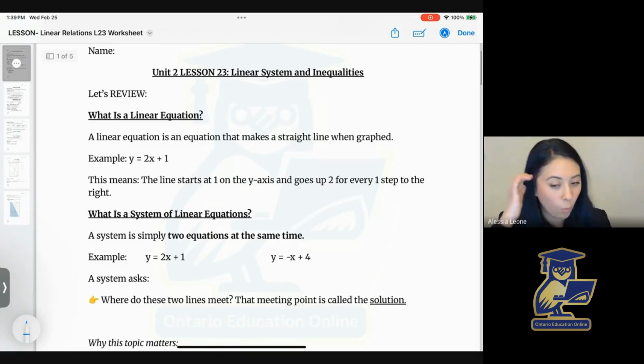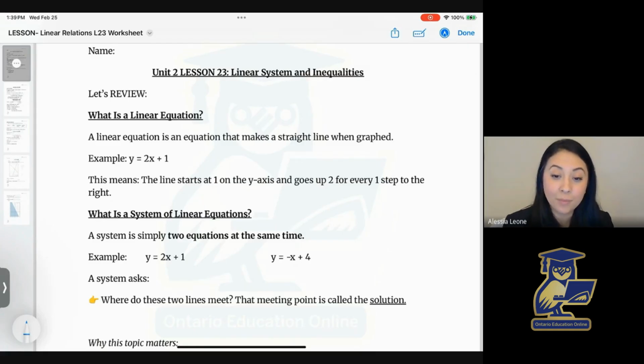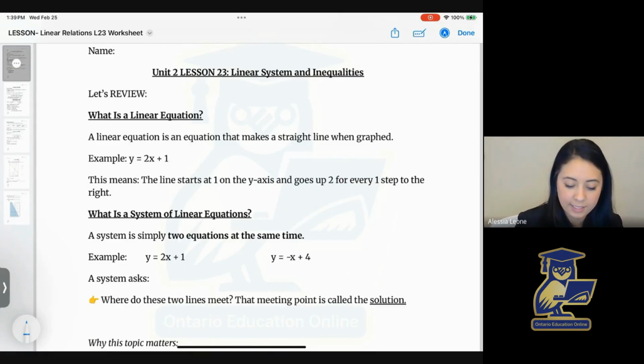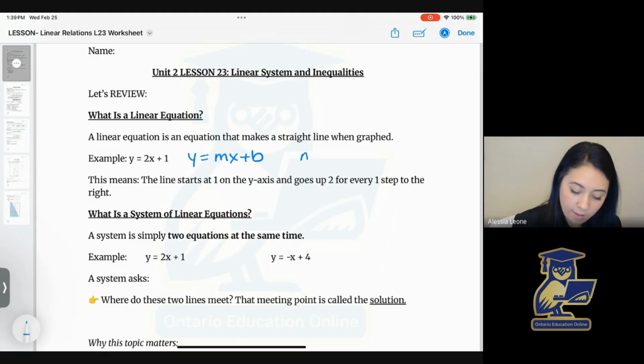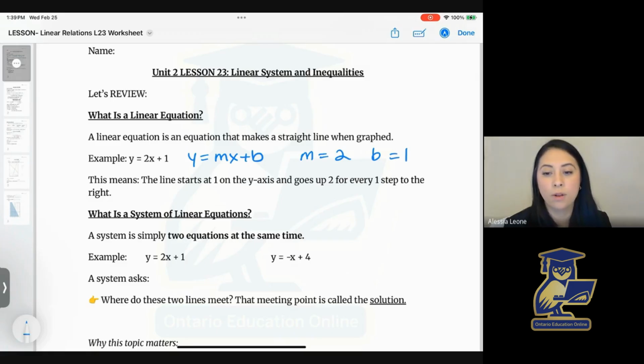Let's review. What is a linear equation? A linear equation is an equation that makes a straight line when graphed. So we have an example there, y equals 2x plus 1. That's our equation of a line. It takes the format of y equals mx plus b. We have a slope and we have a y-intercept. We have an m and we have a b, where m is 2 and b is 1.